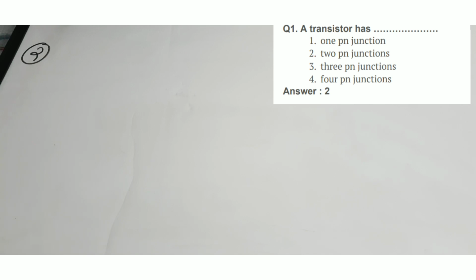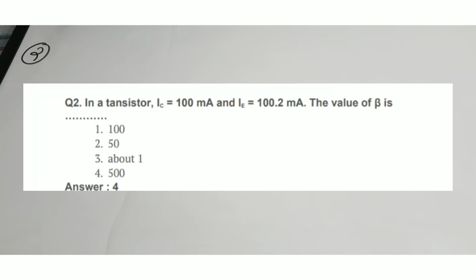The question is, in a transistor IC equal to 100 milliampere, IE equal to 100.2 milliampere, the value of beta is dash. Before that I want to tell you the basics of common emitter configuration. There are 3 types of transistor configurations. I have talked about this in detail in another video, and the link of that video I'll be sharing in the description. Towards the end of that video you can find a detailed description about the 3 configurations, the current gains, voltage gains, everything. So please do check out the video.